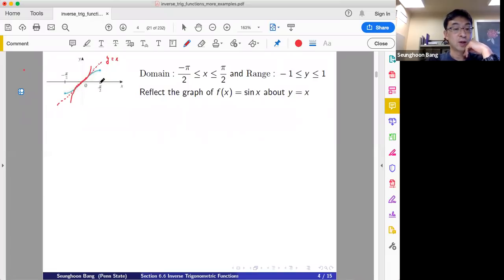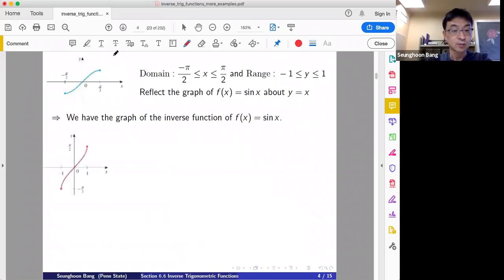What happens? This pi over 2 goes to here. The negative pi over 2 goes to here. The range value 1 goes to here, and the minus 1 goes to here. This is exactly the inverse sine function. This is the whole idea, and this is the right one.